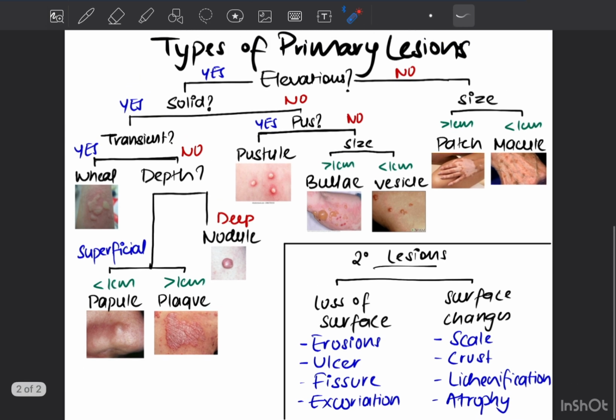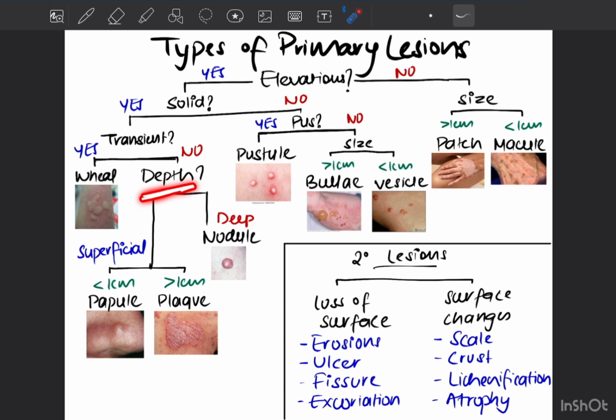So, coming back to the first question, elevation or not. If it is elevated, then we ask the next question: if it's solid or not. If it is solid, then if it's transient or not. If it's transient, then it's a wheal, and it is most commonly found in allergies and allergic reactions such as urticaria. And if it's not transient, then it's chronic.